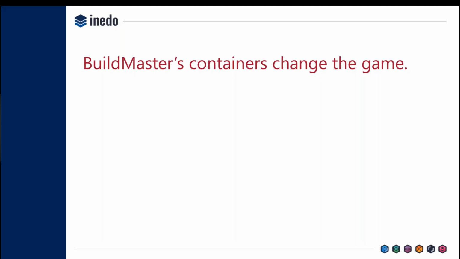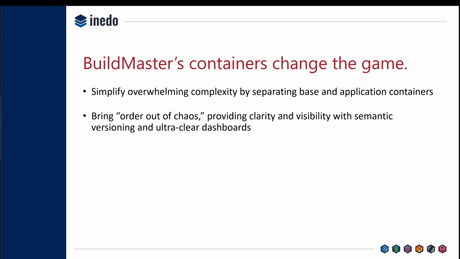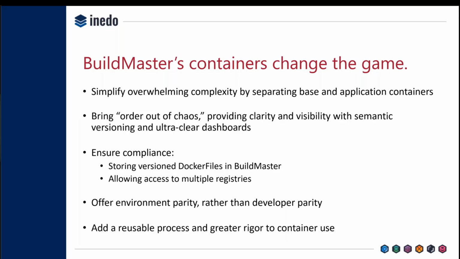We are trying to change the game with containers, and we do this in a couple of ways. First, we simplify overwhelming complexity by separating base and application container images. This is really important, so we're going to get into this in more detail in just a second. But also, we bring order out of chaos by providing clarity and visibility with semantic versioning and ultra-clear dashboards. We ensure compliance 2 ways, storing versioned Docker files in BuildMaster and also allowing access to multiple registries in ProGet. We offer environment parity rather than developer parity, solving the "it worked on my machine" problem. And we add a reusable process and greater rigor to container use. But it's that first one that's super different and important. So Rich, tell us more.